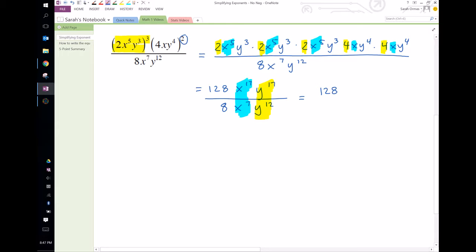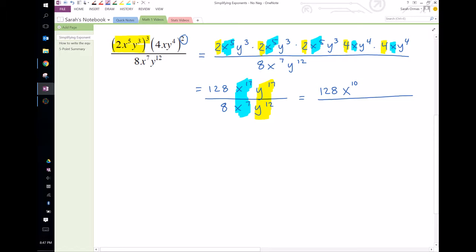128. Okay, picture this in your head. You have 17 x's listed across your numerator. And then you have 7 listed across the bottom. So when we start canceling things out, what's left and where? There's going to be 10 of them left, and they're all on the top.